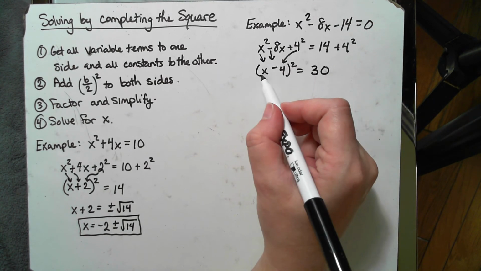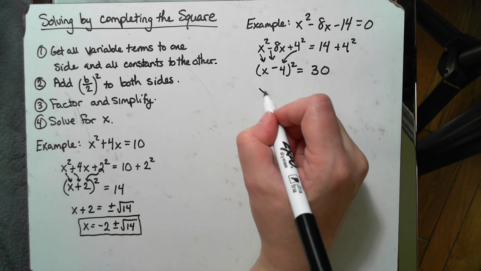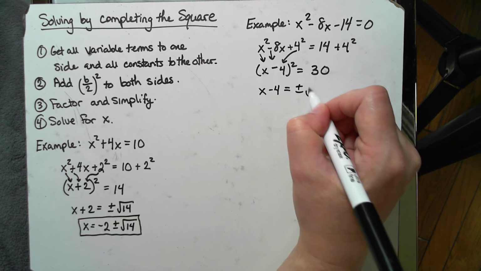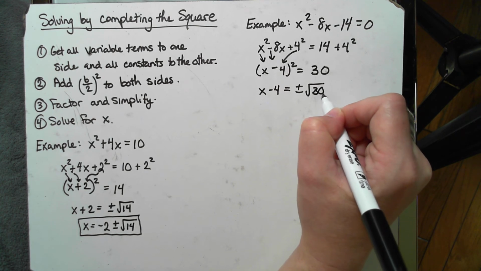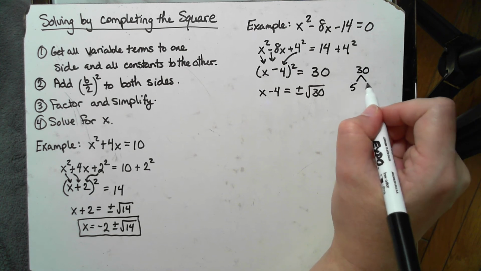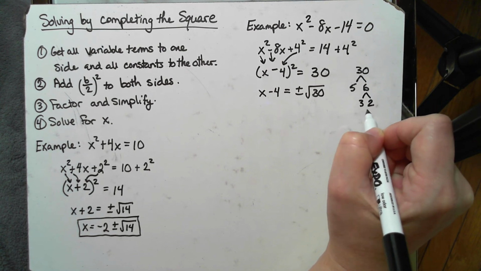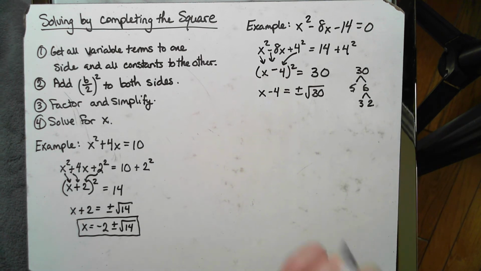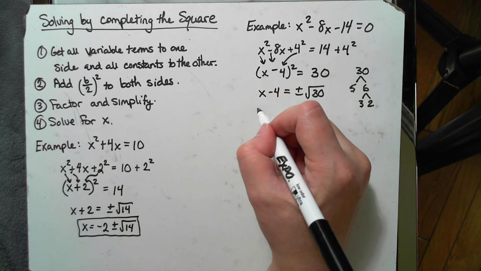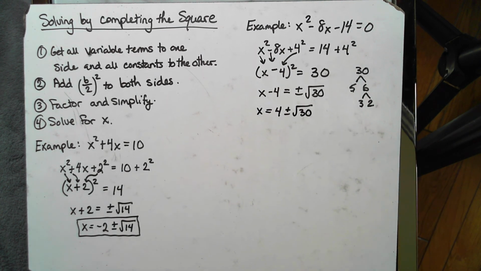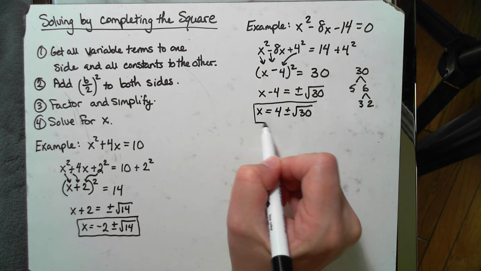Now I'll solve for x. I have to do the square root on both sides. So x minus 4 equals the positive or negative square root of 30. I should check to see if 30 can be simplified. 30 is 5 times 6, and 6 is 3 times 2. None of these have pairs, so it cannot be simplified. And then I'll just add 4 on both sides. So x equals 4 plus or minus the square root of 30. Okay, so that is the final answer for this example.